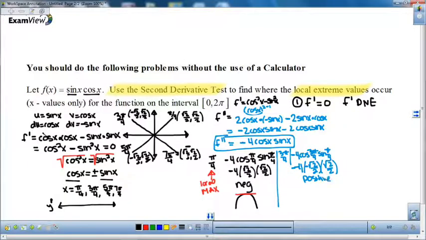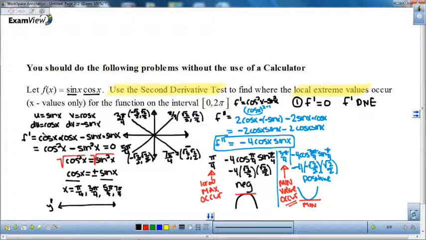So what that means is that at 3 pi over 4, this is concave up. Because it's concave up, that means I have a minimum. So this is where my minimum value occurs. Remember, we're just checking the x values. We just want to know where they occur, not what the extreme values are. So we have where a local max occurs, and we also have where a local min occurs.